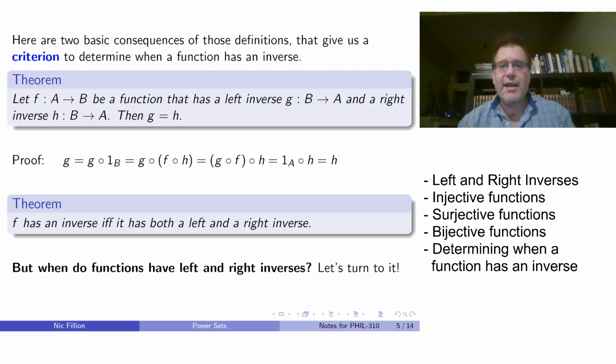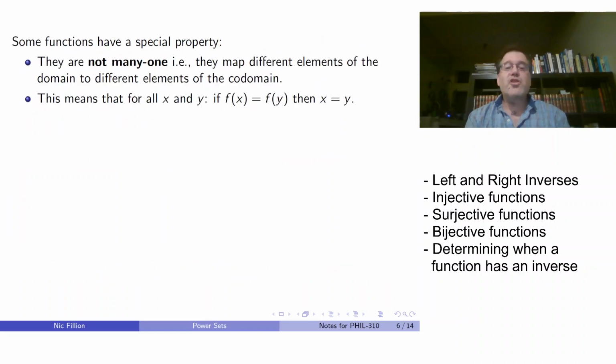What we're going to do next is find alternative forms of those two subproblems that are a little bit easier to deal with. So when do functions have a left and a right inverse? Well, let's turn to that particular question. So some functions have a special property. That property is that they are not many to one.